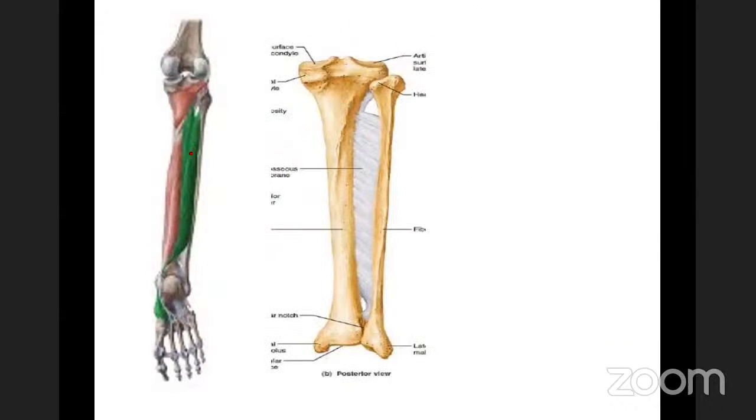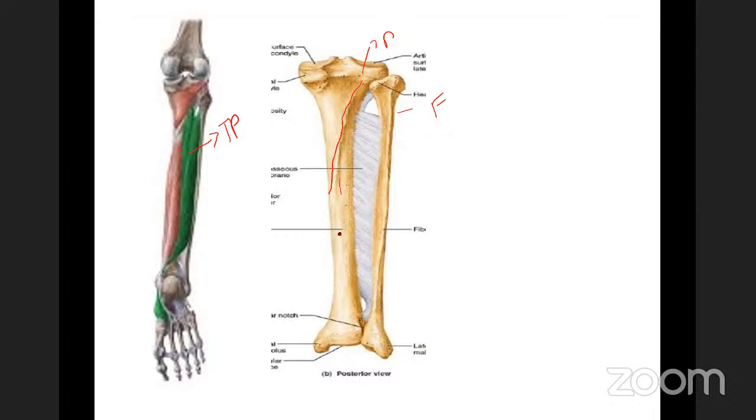Now we will discuss a very, very important MCQ question. This is the tibialis posterior muscle. We will see the origin and insertion of this muscle. This muscle arises from the posterior aspect of the tibia and the posterior aspect of the fibula. This line here is called the soleal line.